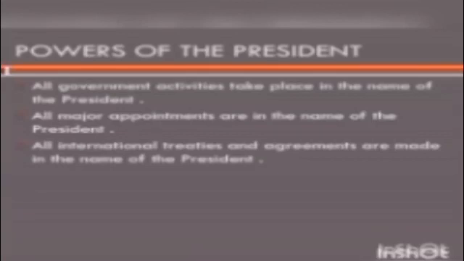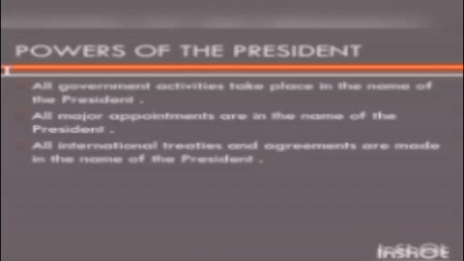These include the appointment of the Chief Justice of India, the judges of the Supreme Court and the High Courts of the states, the governors of the states, the Election Commissioners, ambassadors to other countries, etc. All international treaties and agreements are made in the name of the president. The president is the supreme commander of the defense forces of India.